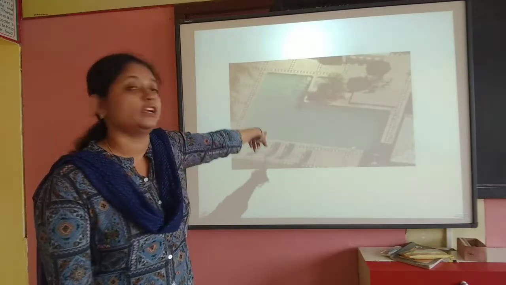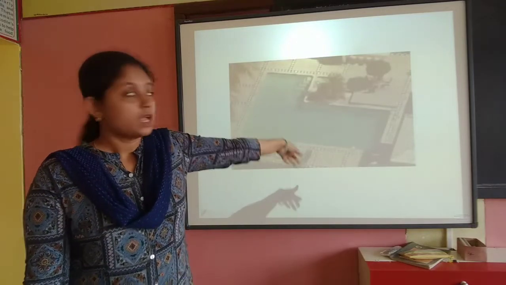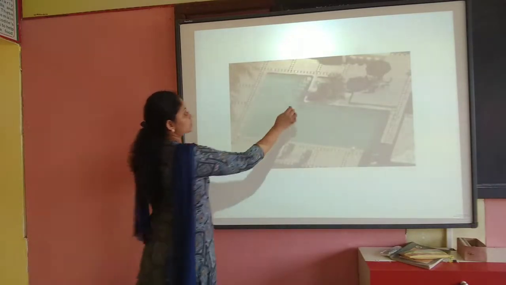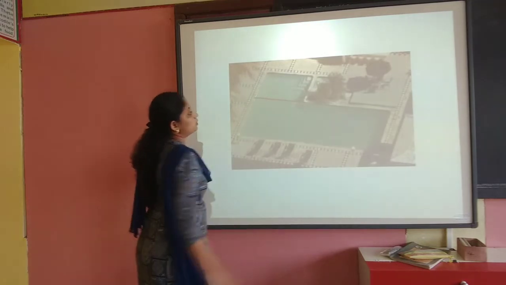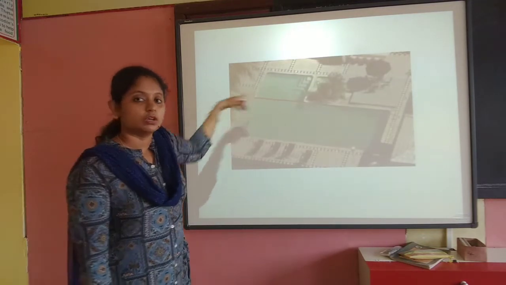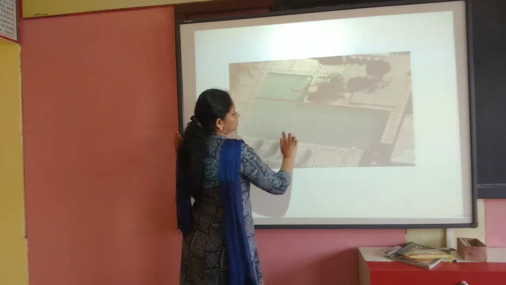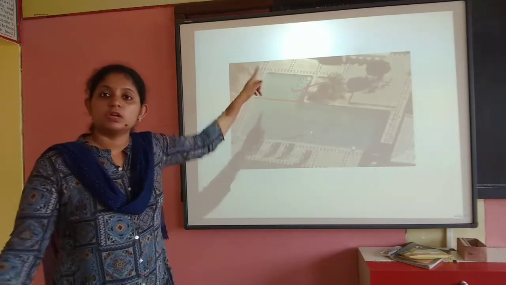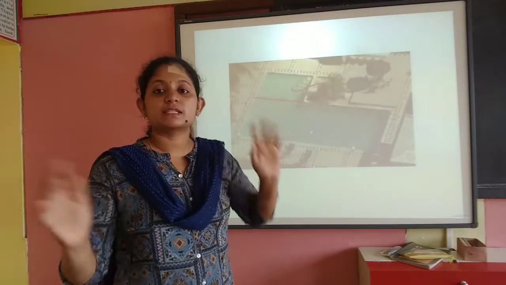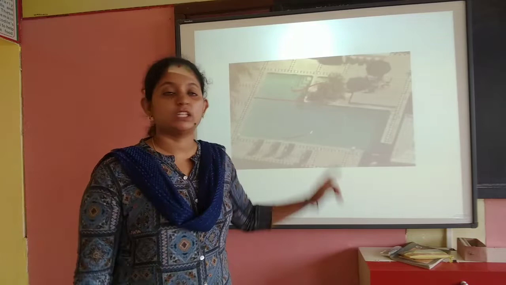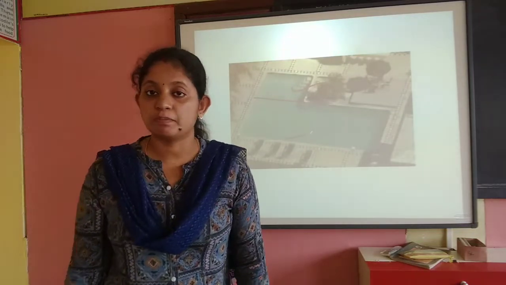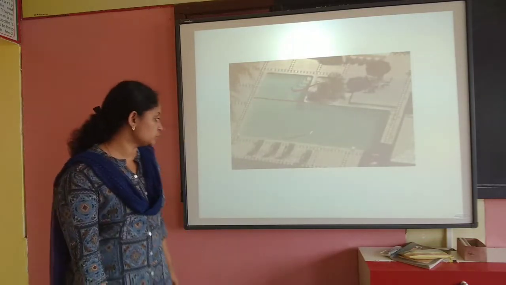Now how will you find the area of the swimming pool? You can draw an imaginary line over here and separate these. This can be a rectangle, this can be a rectangle. So by finding the area of the two rectangles and adding them together, you will get the area of the swimming pool. Okay, this is how we are going to move further.